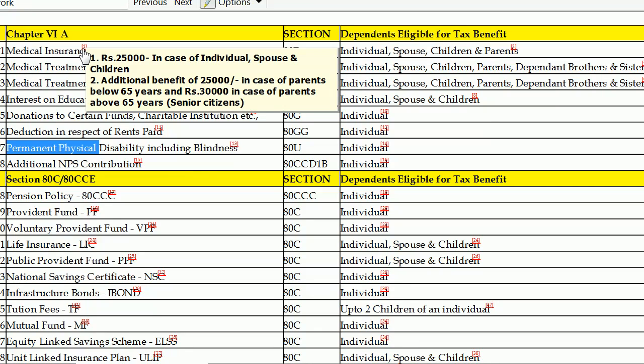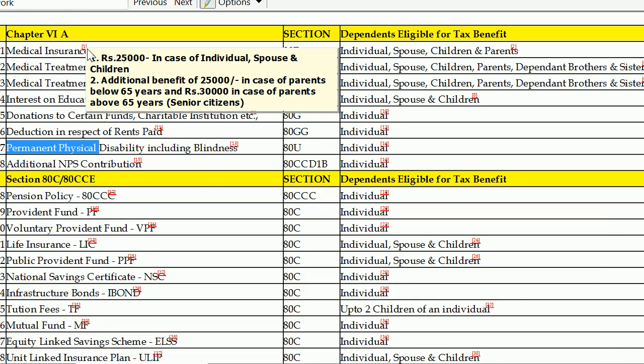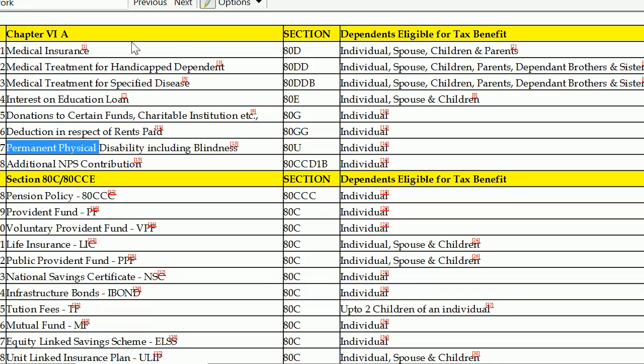Now come to medical insurance. If you click here, 25,000 in case of individual, spouse and children. So 25,000 you can make for medical insurance for the year. Then there is an additional benefit of 25,000 in case of parents below 65 years, and 30,000 in case of parents above 65 years, for senior citizens. So like this you can claim the medical insurance amount from the income tax deductions.